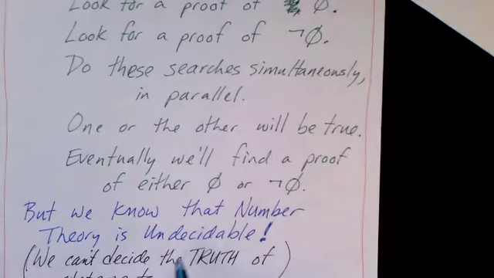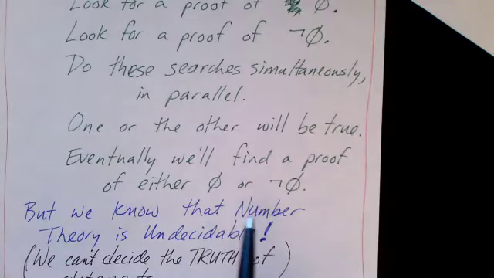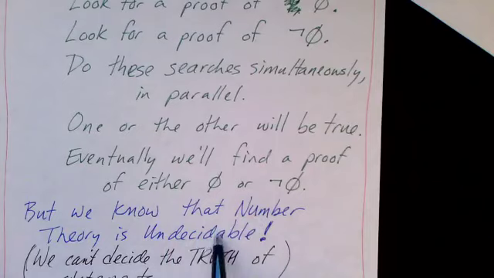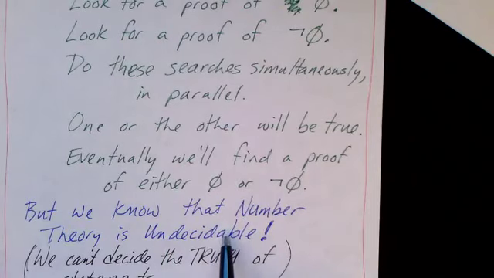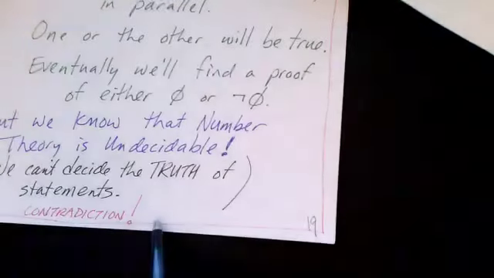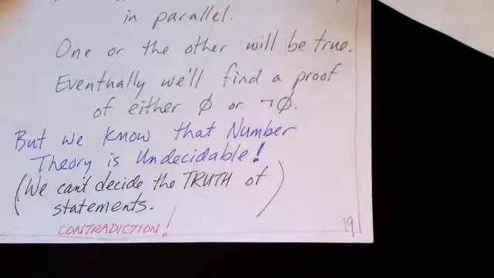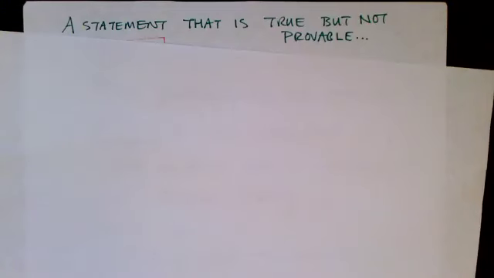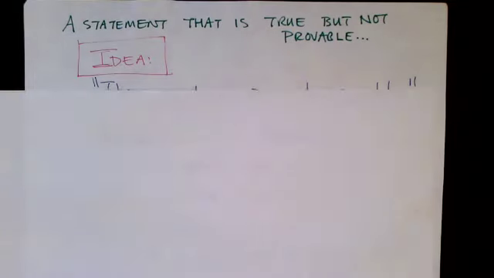But we know that number theory is undecidable. That is, the set of true statements is undecidable. We can't decide the truth of statements. So therefore, we've reached a contradiction, and that's the proof. So what this is telling us is that there are statements out there that are true but not provable. So what might such a statement look like? Well, here is one example.